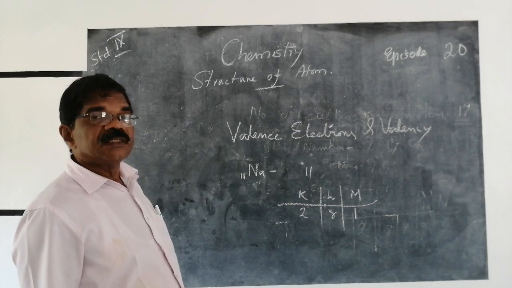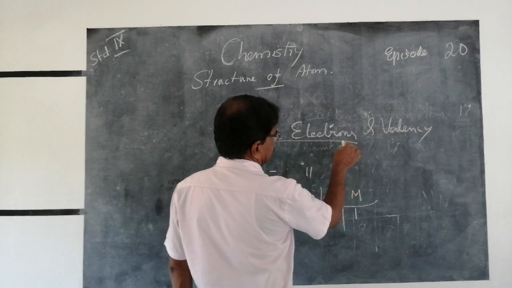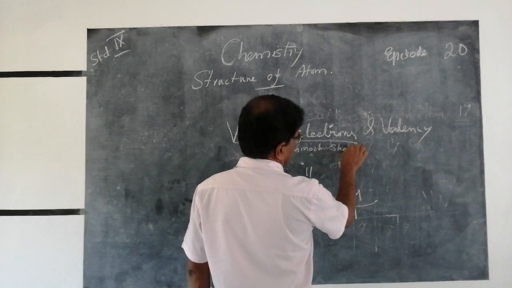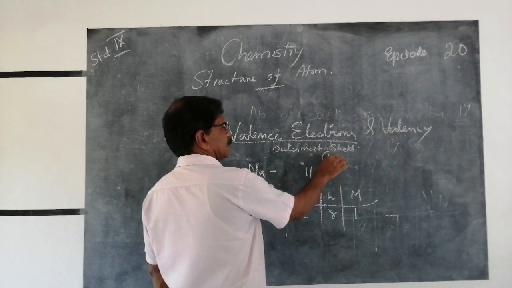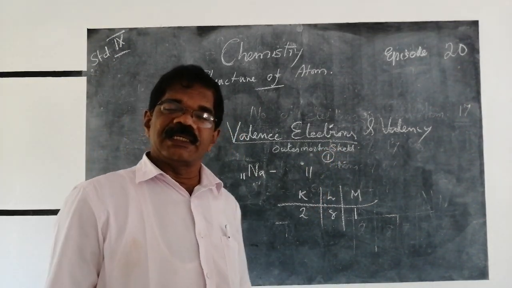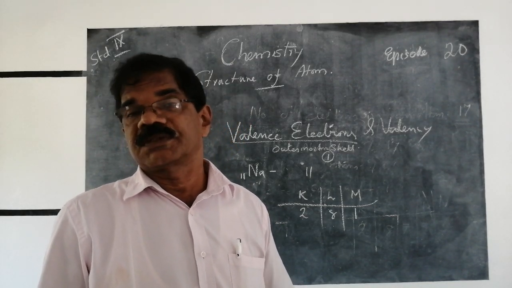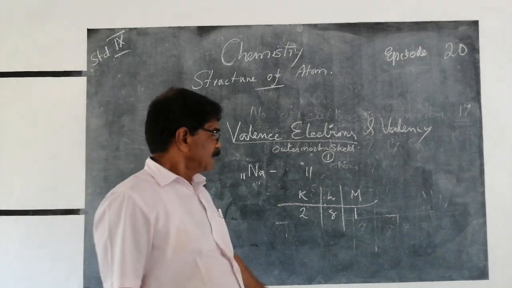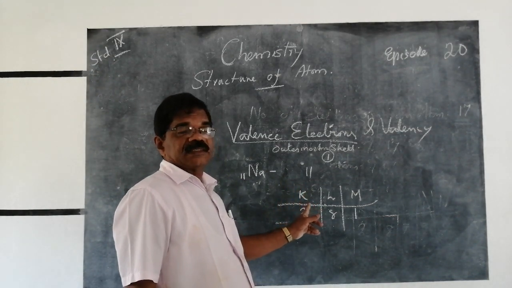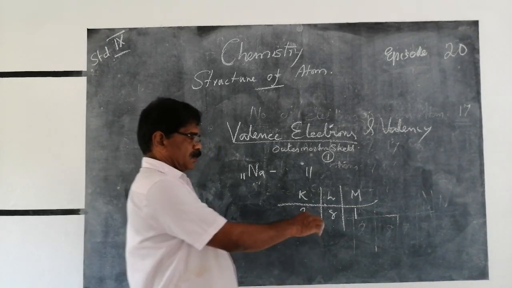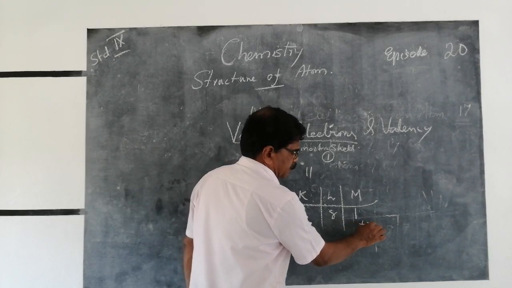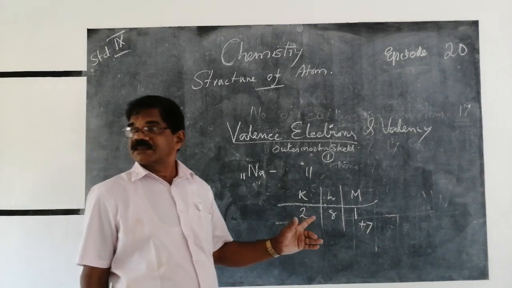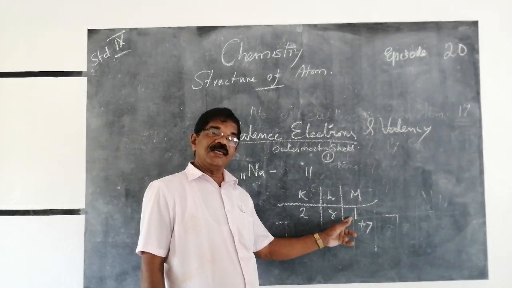Here, what are the valence electrons? Valence electrons means electrons in the outermost shell. Here the number of valence electrons is 1. What is the valency? Valency is the number of electrons it gains or loses by taking part in a reaction to attain stability. Here, sodium has two chances to attain stability. One chance is to gain 7 more electrons. Any element attains stability when it has 8 electrons in the outermost shell. Now it has only 1 electron.